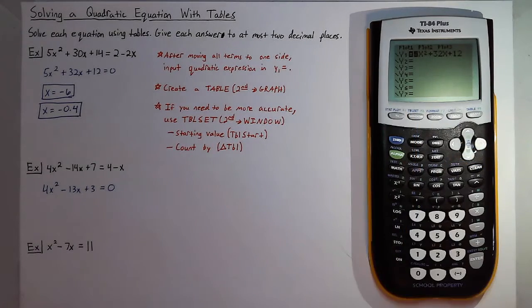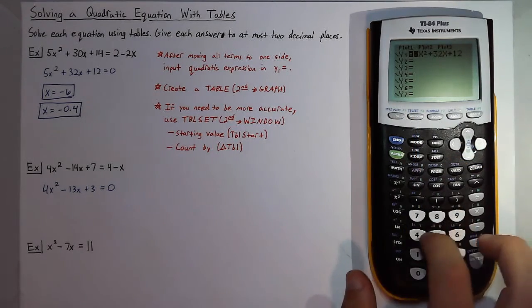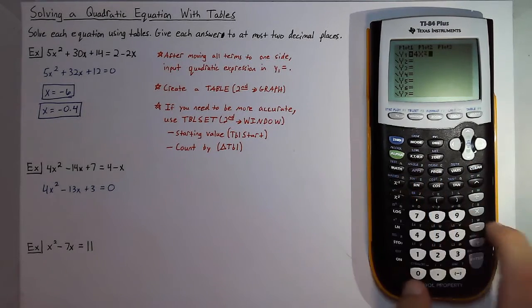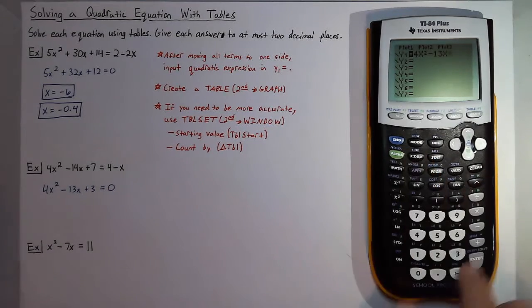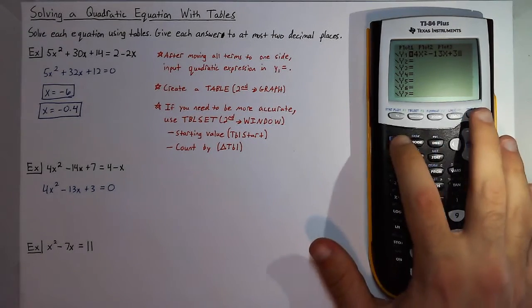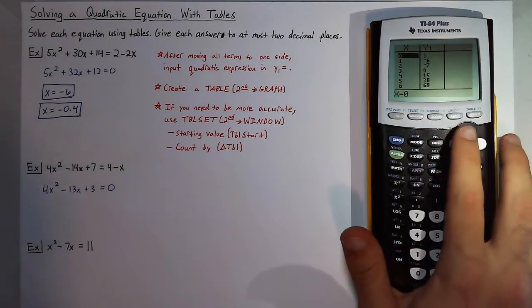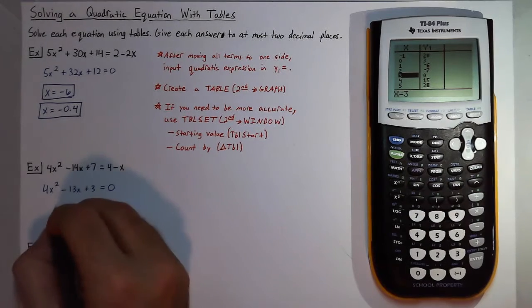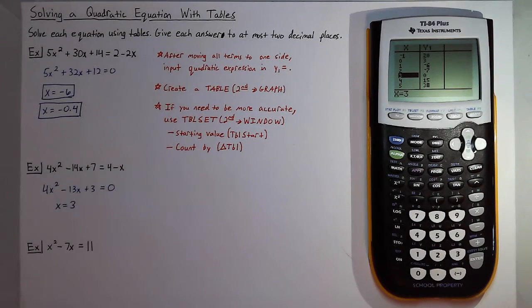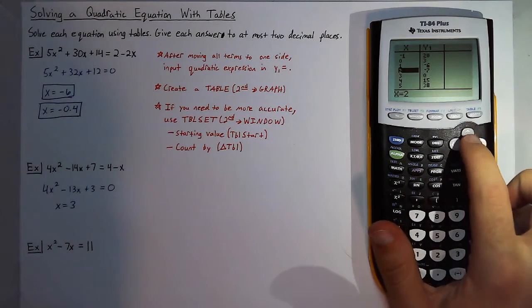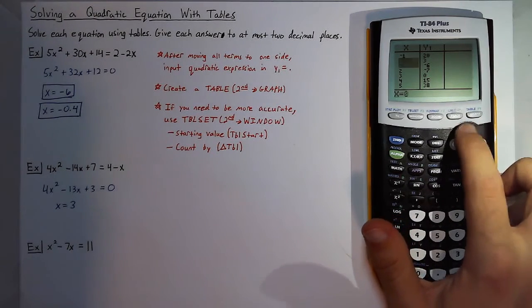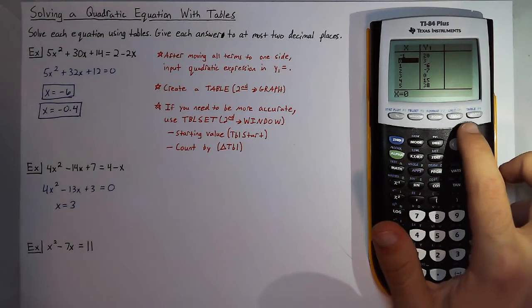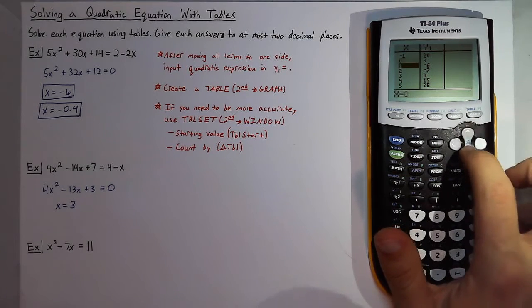Then I'll go back to y equals. Clear that out first. 4x squared minus 13x plus 3. Then when I go to my table, I'll see that I get one of my zeros at 3. So x is equal to 3. And my other 0 seems to be between 0 and 1. So I see it goes from 3 to -6. So there's probably a 0 in between there.